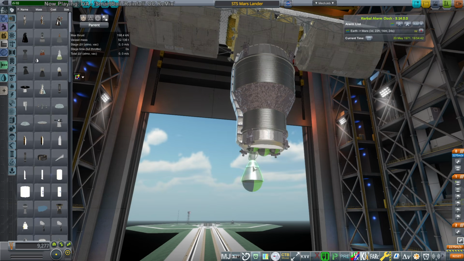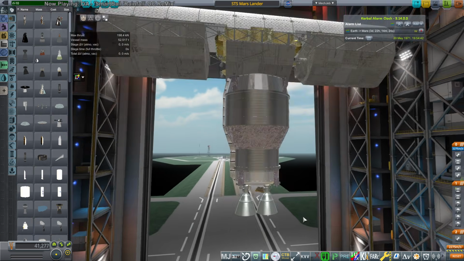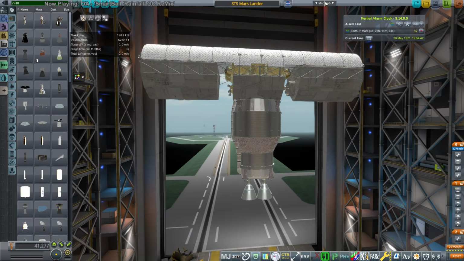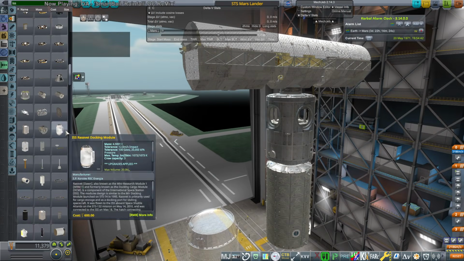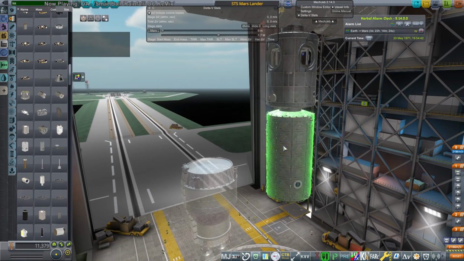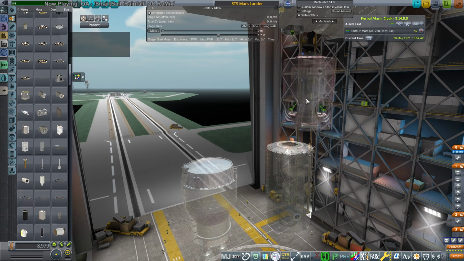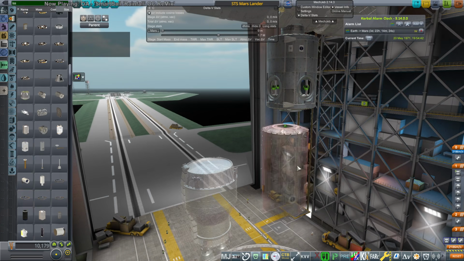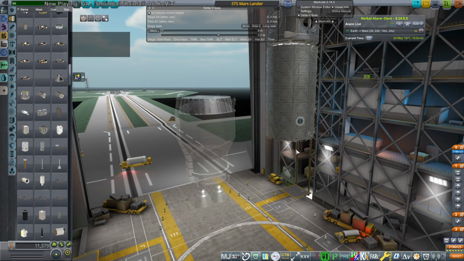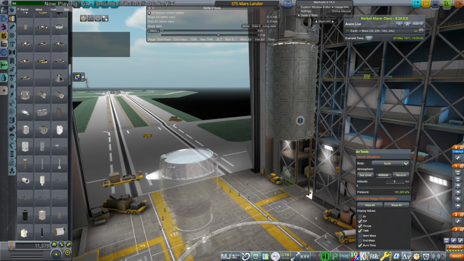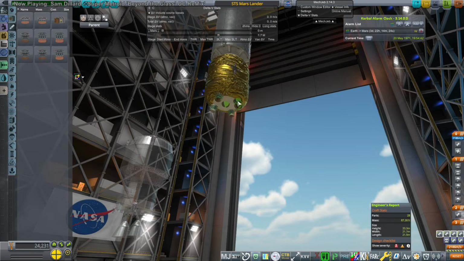And here I'm trying to figure out how to get the lander over to Mars. That's the hard part, because we have this lander, they don't have enough living space, so the logical thing to use would be ISS modules for the living space. So that's what I've got there. I've got a Unity/Harmony module and a Destiny module.